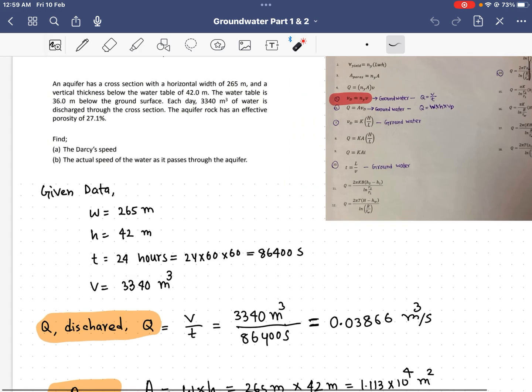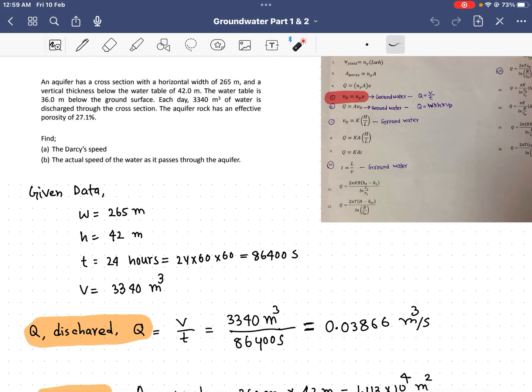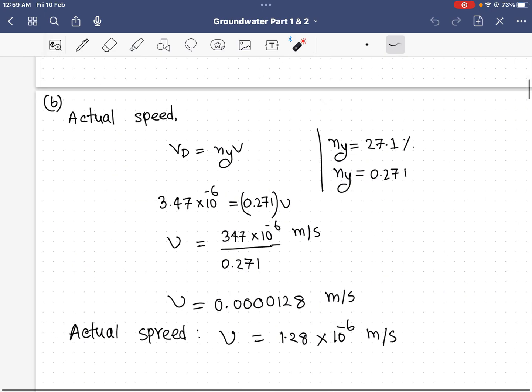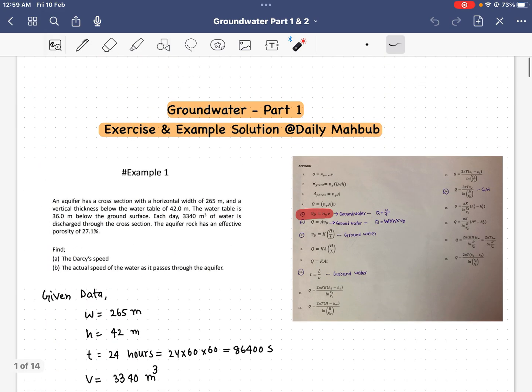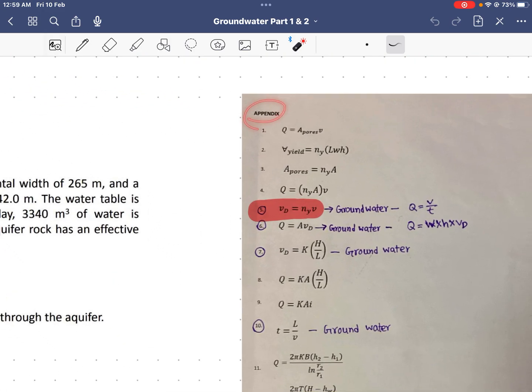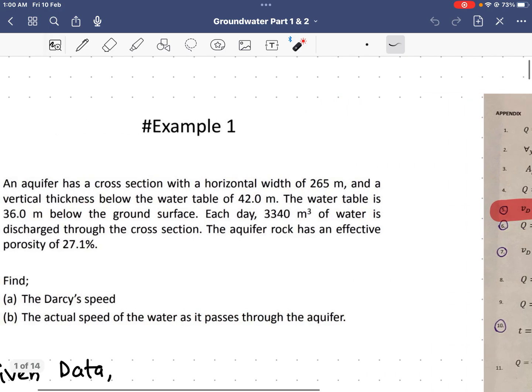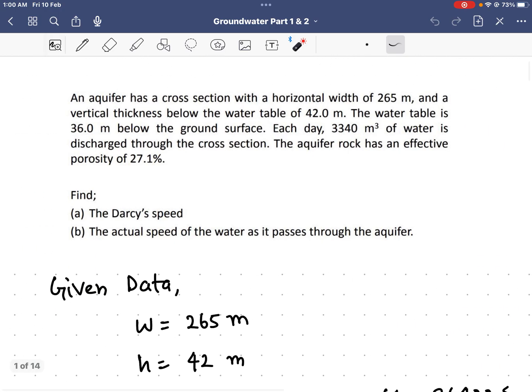Now we will find the actual speed of the water as it passes through the aquifer. The actual speed also has a formula, so I will go back to the appendix. Okay, so I get V equals V_D over n_e. From the Darcy speed I know V_D, but I don't know V, and we also know the n_e value. So what is the n_e value? The n_e value is the porosity, or the effective porosity.